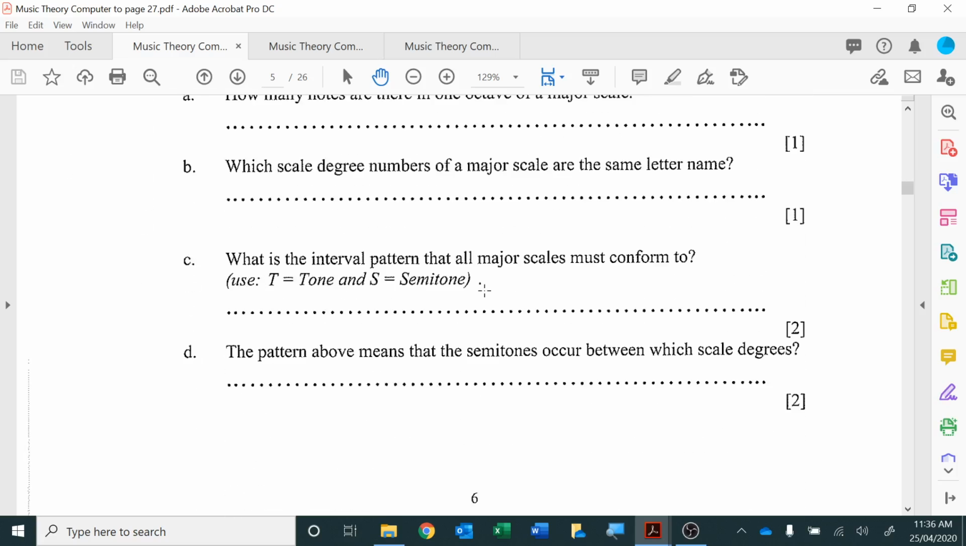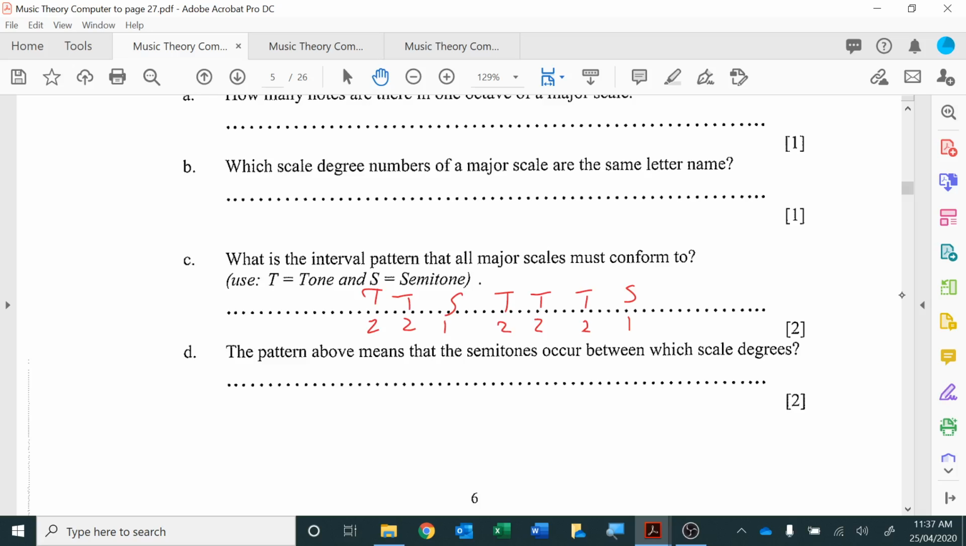What is the interval pattern that all major scales must conform to? Okay, I'll write it, but so it's tone, tone, semitone, tone, tone, tone, semitone, or 2, 2, 1, 2, 2, 2, 1, which is the number of semitones.